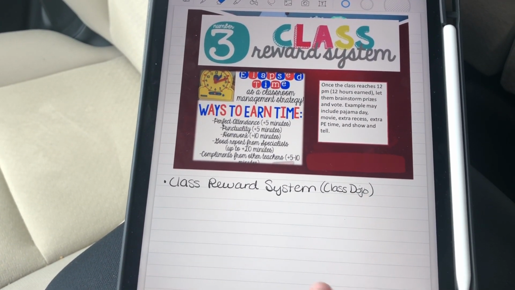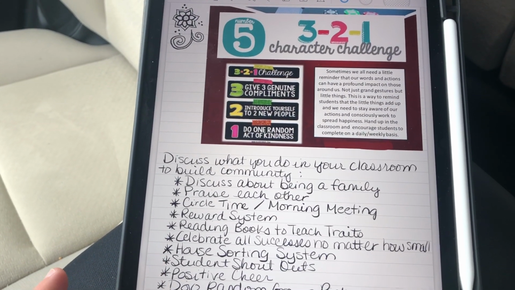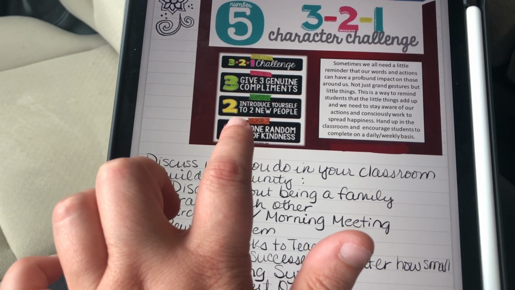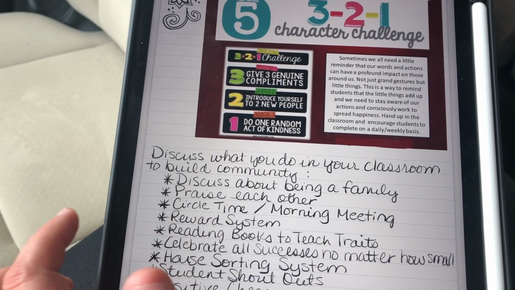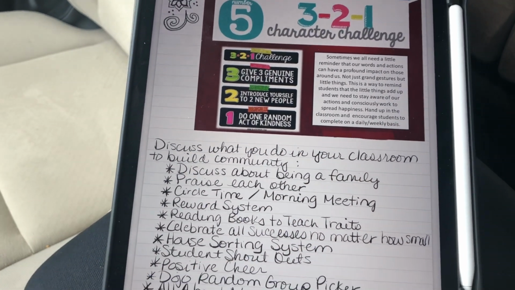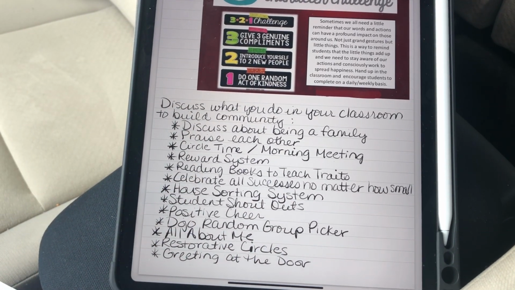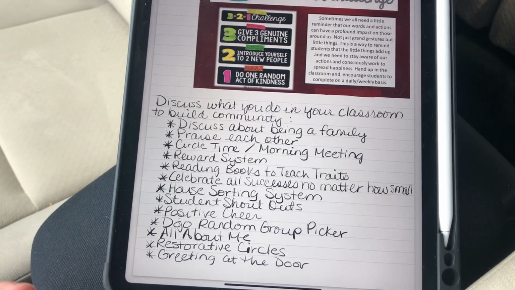There's a class reward system idea, there's a daily character journal, and there's a 3-to-1 challenge, which is 3 genuine compliments, 2 introduce yourself to 2 new people, and 1 random act of kindness that you want to encourage the students to do on either a daily or a weekly basis. And then we talked about different ways that we build community in our classroom. So this is kind of like the list that we came up with as we were sharing.